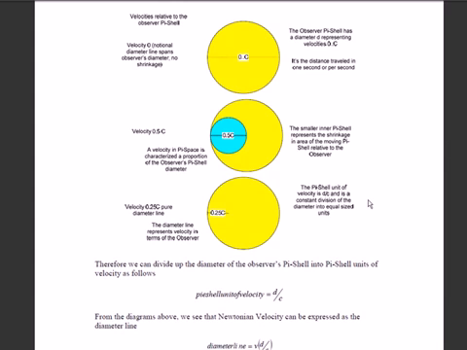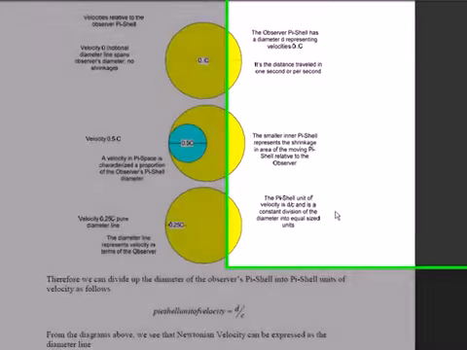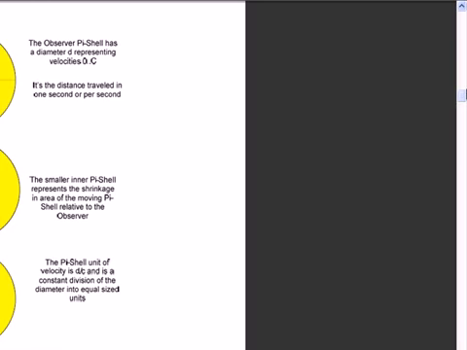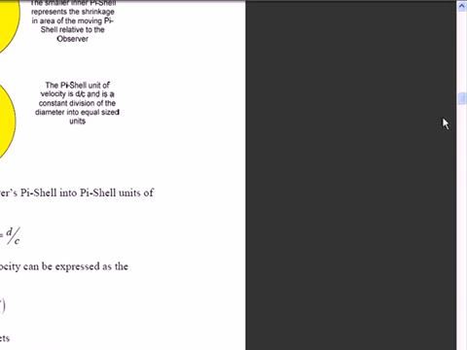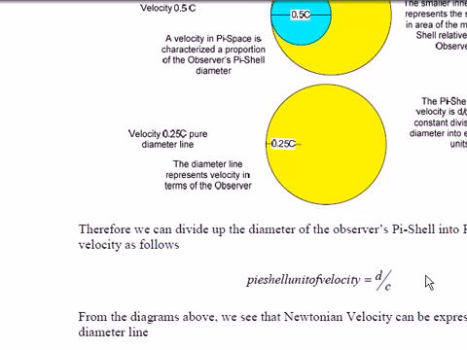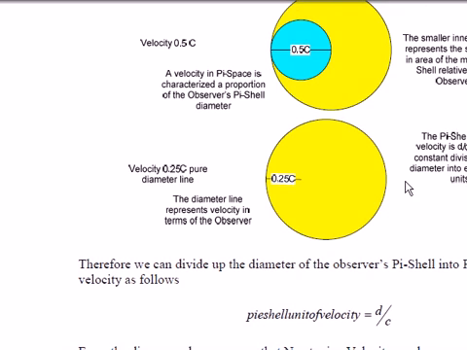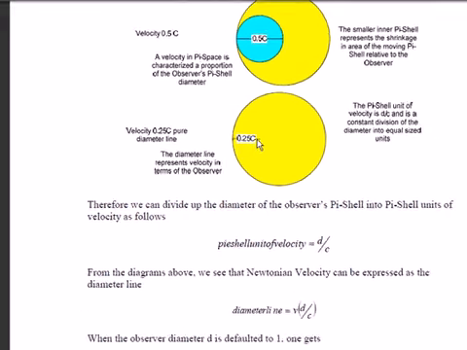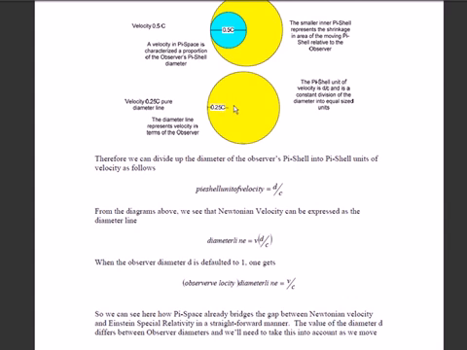Really simple. You just represent it that way. So the unit of velocity is the diameter line divided by c, and c just represents the total diameter of the atom. Okay, so that's velocity, right? It's a sphere or a circle with a diameter line, and the proportion of the diameter represents velocity. That's all that it is.